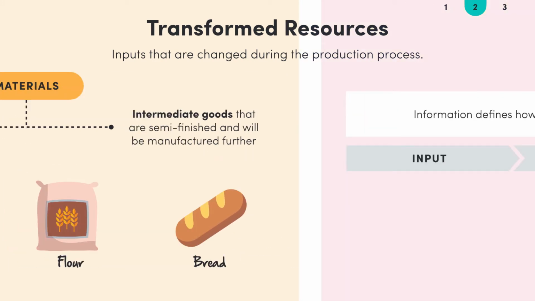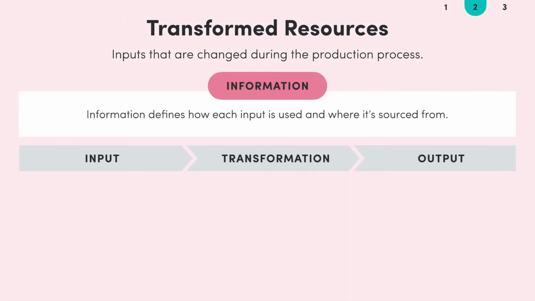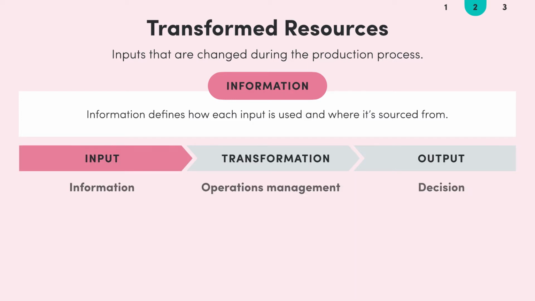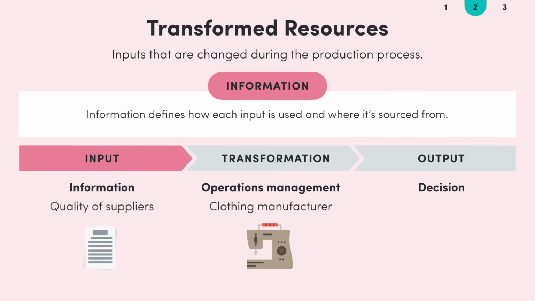Then we have information. Information defines how each input is used and where it's sourced from. So, the information available transforms into a decision by operations management. For a clothing manufacturer, they might rank suppliers by quality and then choose a supplier based on this. Or they could use market research to investigate customers' favorite colors and then choose fabrics based on this.